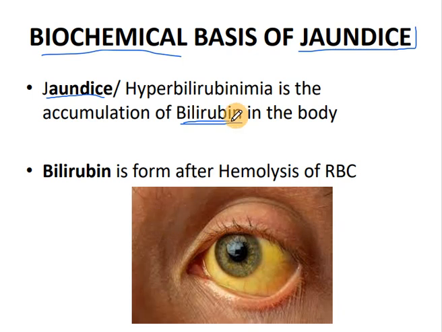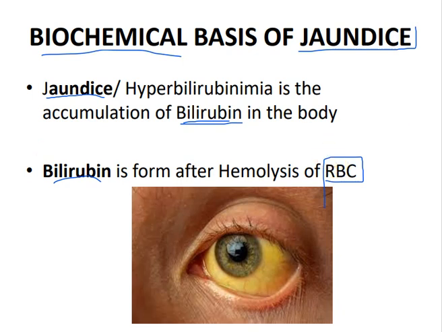So when we say bilirubin, it is basically a compound which is produced from the breakdown of red blood cells. So we're going to look at what component in the red blood cells forms the bilirubin. Now bear in mind that bilirubin as a compound is formed from the breakdown of what? The red blood cell, which is the erythrocyte.